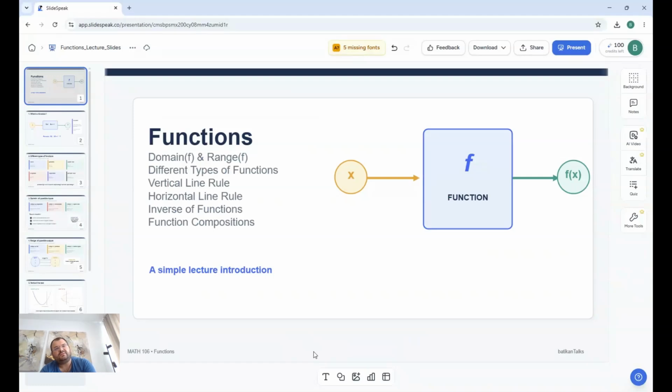inverse of functions, and we will compose functions, which is just like one function taking another function as a parameter. Normally we are giving numbers to functions as parameters and getting numbers as a result. But in the case of composition, we are giving another function as an input parameter to a function, and we will get another function as a result, the composition of those two functions.